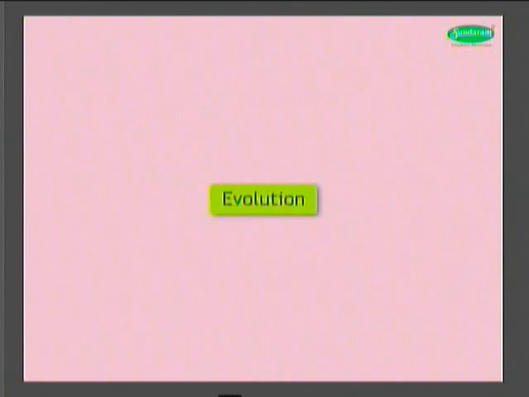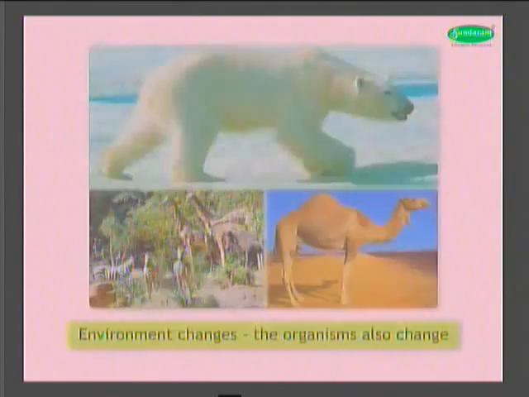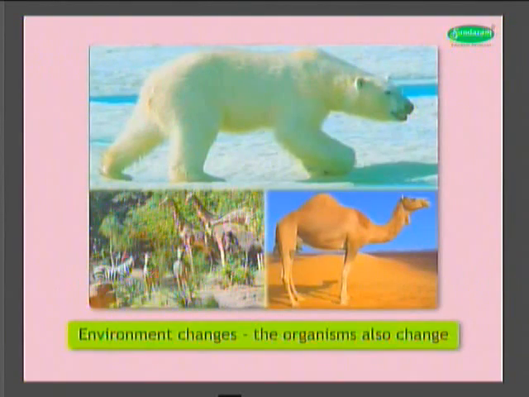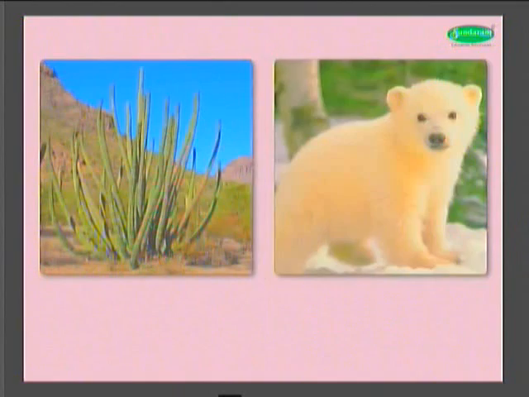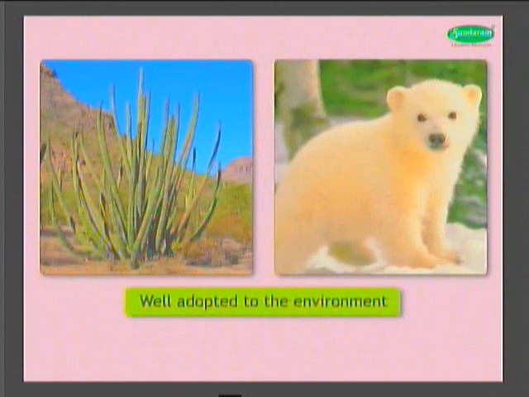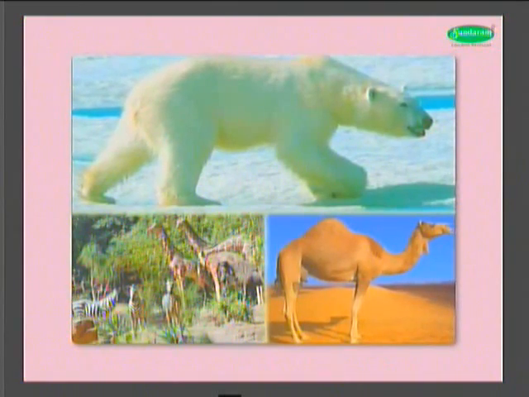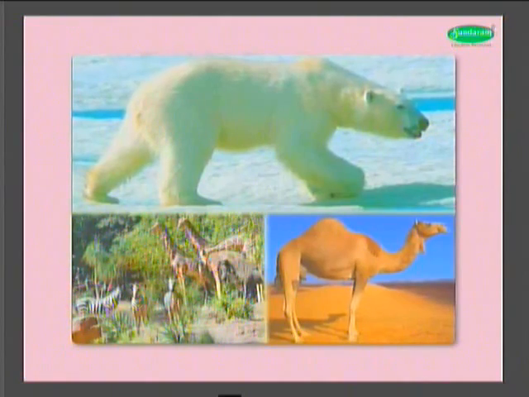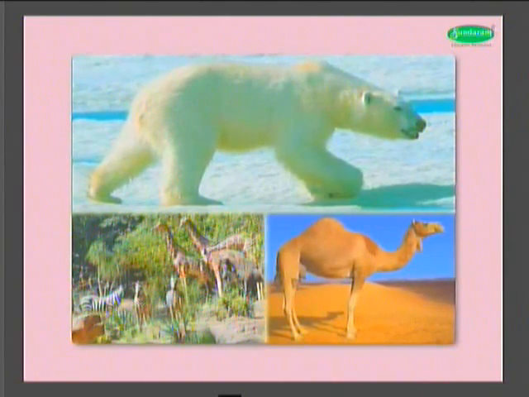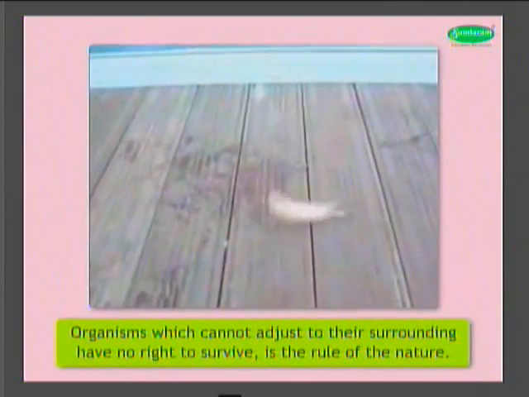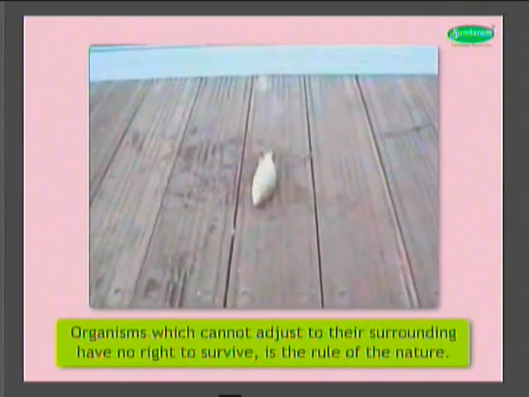Let us now study how evolution took place. When we look around us, we see a variety of organisms. As the environment changes, the organisms also change many a times. These organisms, whether plants or animals, are well adapted to their environment. These organisms have certain salient characteristic features in them which help them to get well acclimatized to their environment. Those organisms which cannot adjust to their surroundings have no right to survive, is the rule of nature.